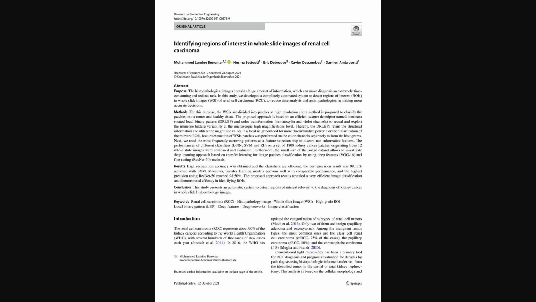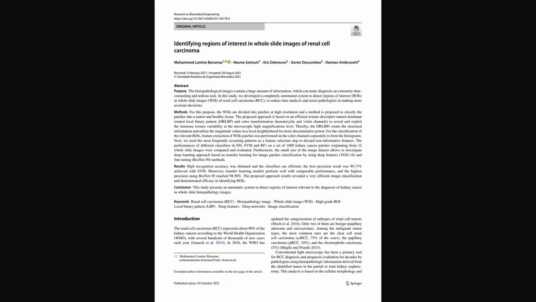So the first paper we'll look at today is titled Identifying Regions of Interest in Whole Slide Images of Renal Cell Carcinoma. This one's by Mohammed Lamine Benamar and colleagues, published very recently on arXiv, April 9th, 2025.